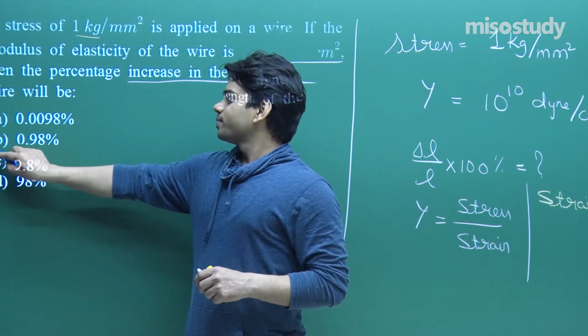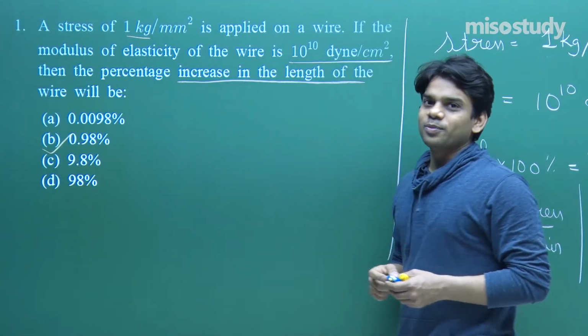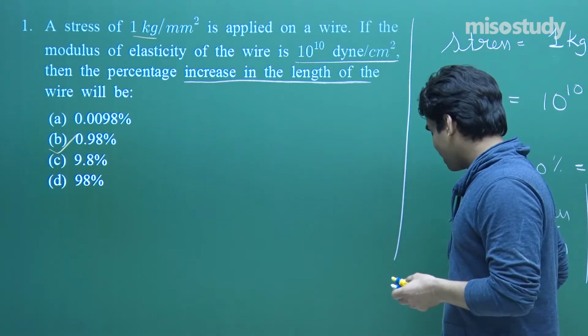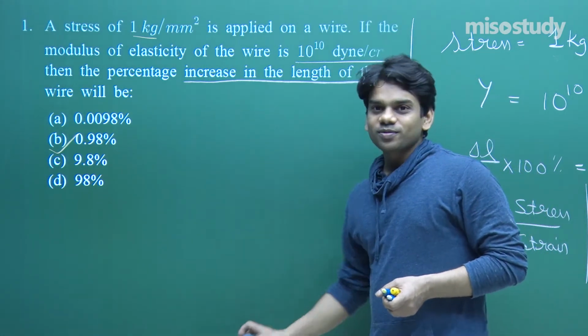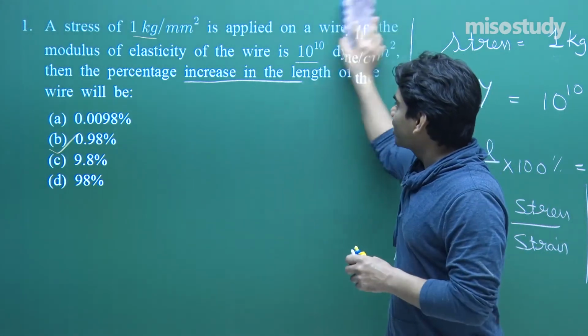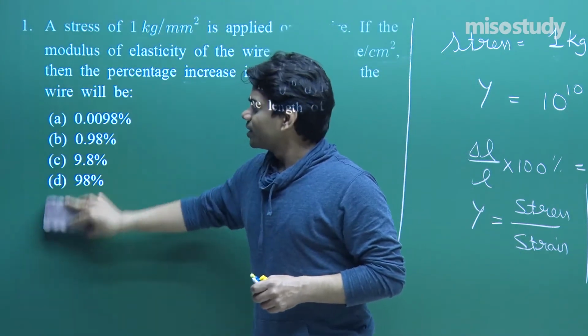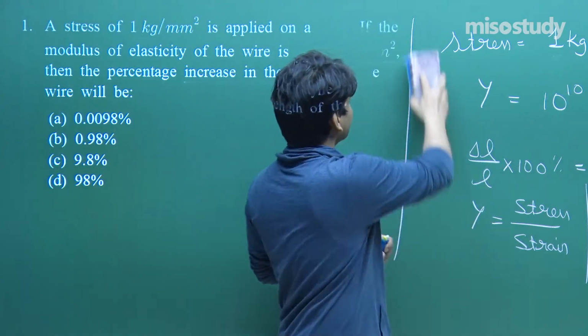Clearly, B, 0.98%, that's truly matching with the right answer. So let's go ahead with this answer. 0.98% we are getting as the result.